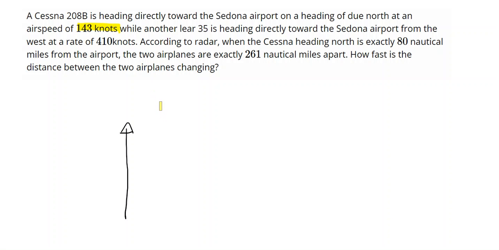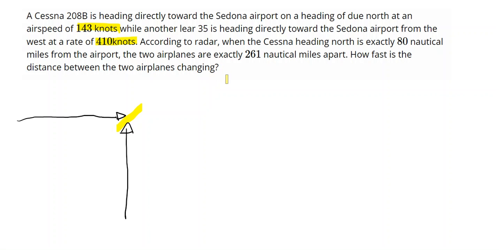And then there is another airplane, a Lear 35, that is heading directly towards the Sedona airport from the west. So I'm going to draw that with an arrow from the west. So that means it's going from the left. And of course, right here, there's the Sedona airport. And it is going at 410 knots.